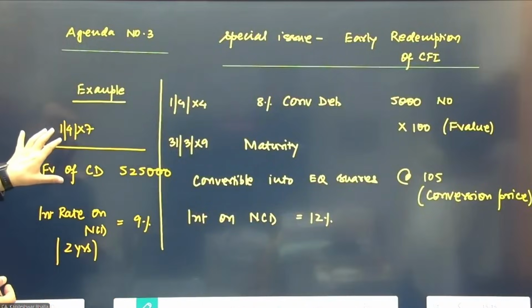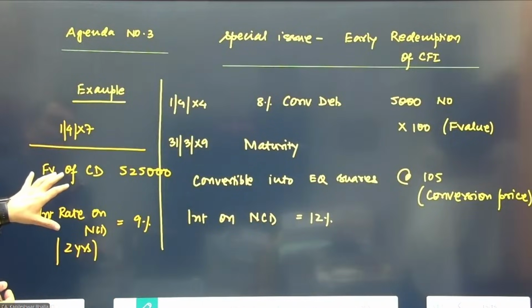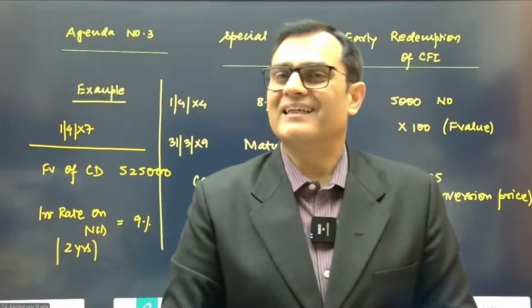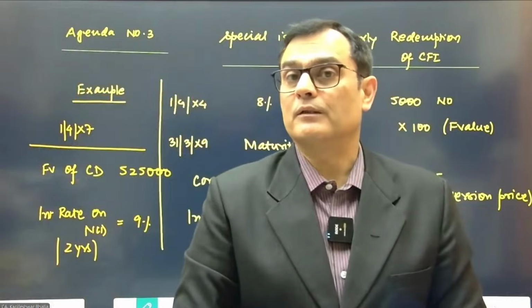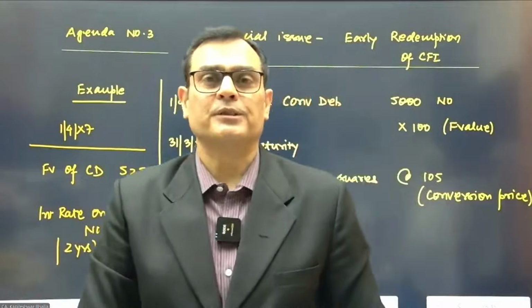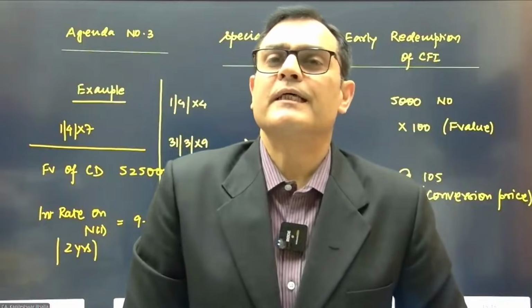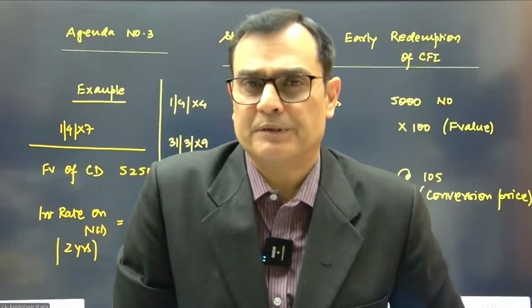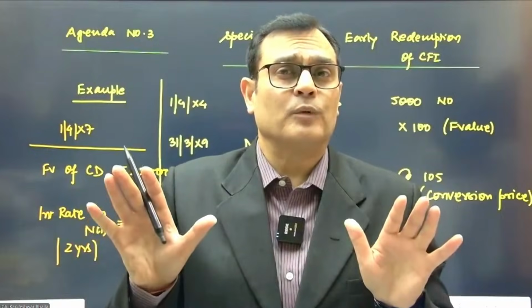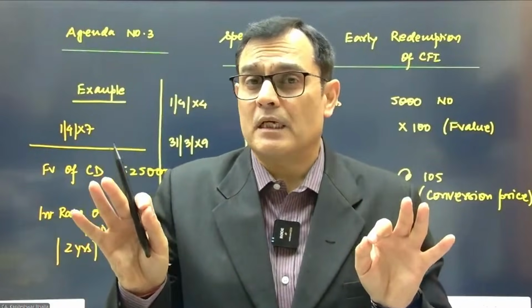Now on 1st April X7, the fair value of the convertible debentures is given, and we made an offer to the debenture holders that let's give you this money and let's redeem your convertible debenture. And the interest rate on the non-convertible debenture prevailing for the next 2 years of maturity is 9%. Now let's forget about the early redemption. Let's first do the split accounting.